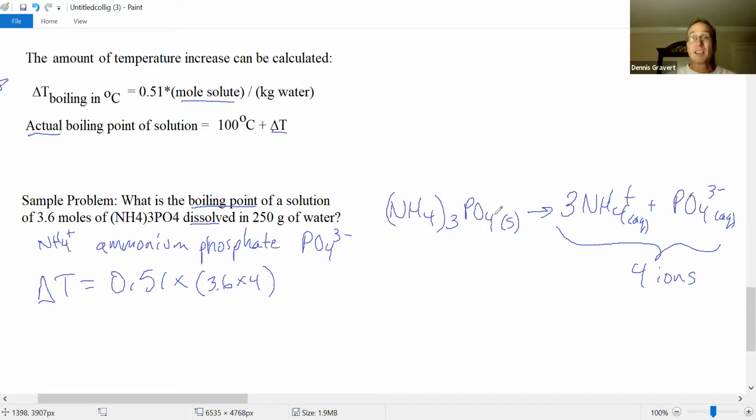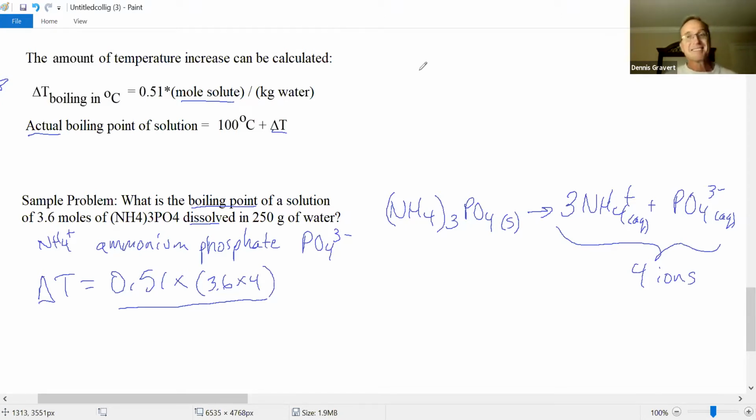And so if it's ionic, you have to count up all the cations and add them to the number of anions, and then multiply it by the number of moles of the original salt, the original compound. And then divide, this little slash means divide, I'll draw it this way, by the number of kilograms of water. Oh man, they didn't give us kilograms. We've got to convert it.